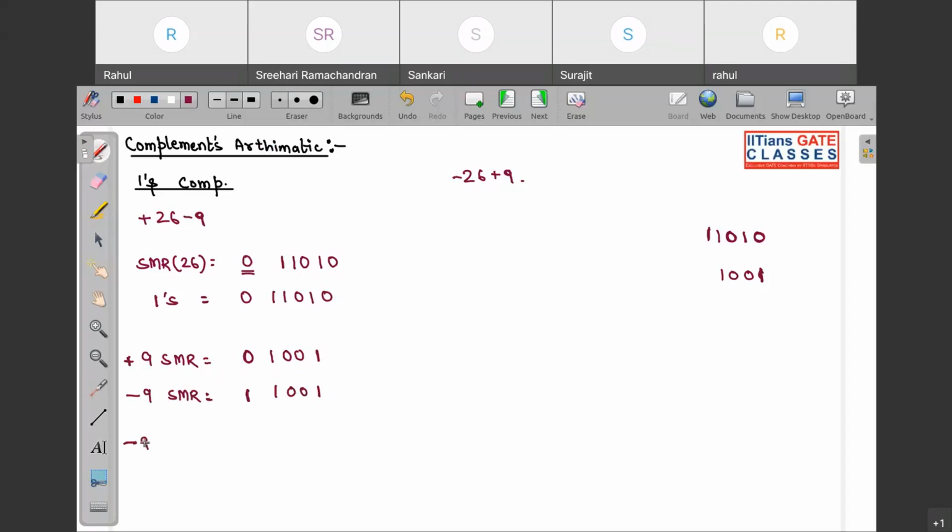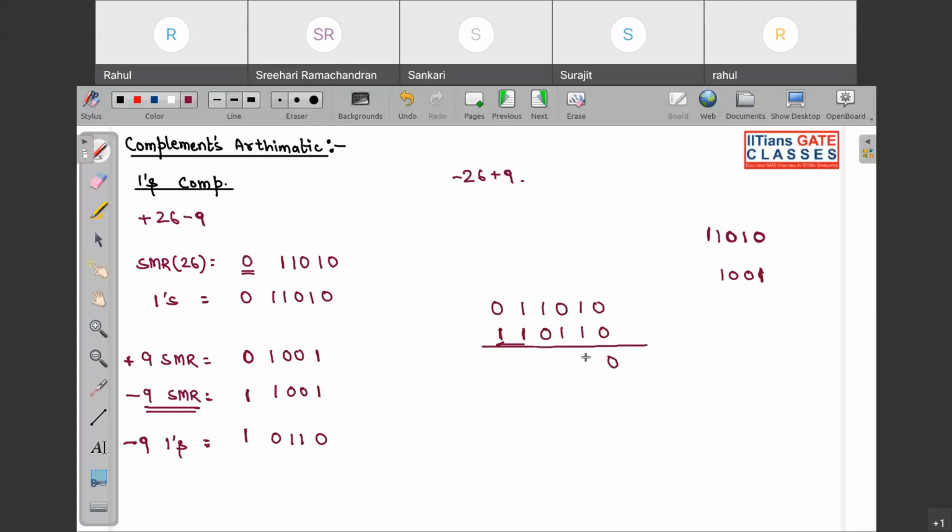Now if I want to write minus 9 in ones complement, so that will be what? Sign bit will be intact as in your sign magnitude representation, and the magnitude bits you are going to complement bit by bit. So this will be 0 1 1 0. So this is your minus 9, this is your plus 26. So now add these two. So always write it from the leftmost bit. So this is 0 1 1 0 and this is 1. So you can see you are short of one bit. So just copy the sign bit over here. So this is 1.